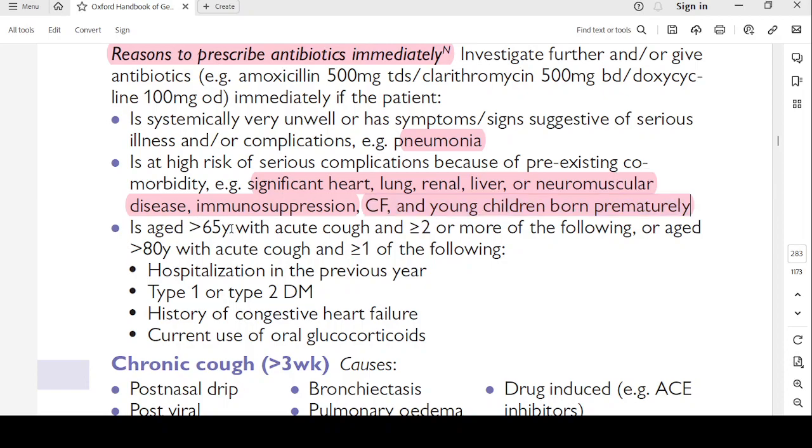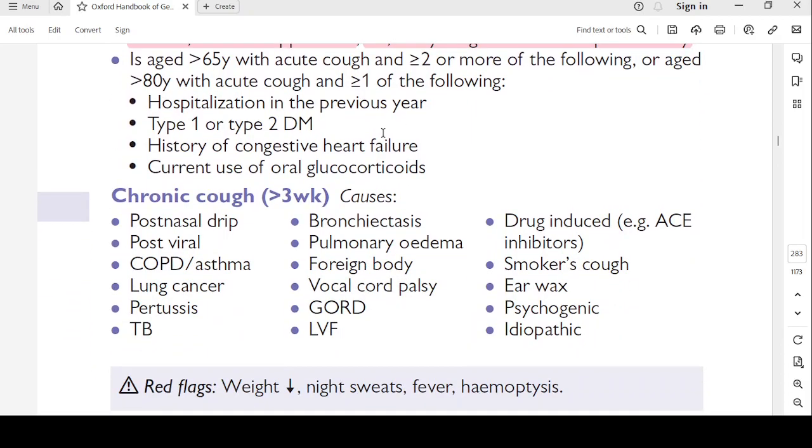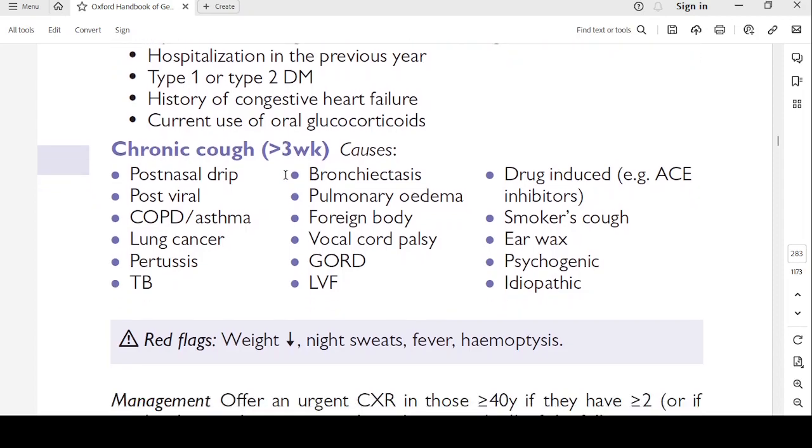Also if aged more than 65 years with an acute cough and 2 or more of the following are present, or aged more than 80 years with an acute cough and 1 or more of the following is present: hospitalized in the previous year, type 1 or type 2 diabetes, history of congestive heart failure, concurrent use of glucocorticoids. Then you need to give them antibiotics immediately. For over 65 years, 2 or more should be present, either diabetes or hospitalization or heart failure or oral glucocorticoids, whereas above 80, only 1 of these should be present for starting an antibiotic immediately.